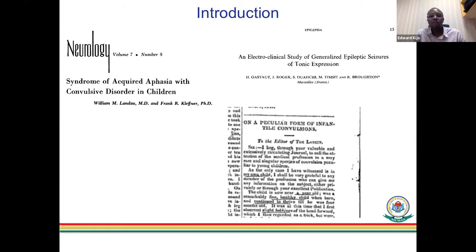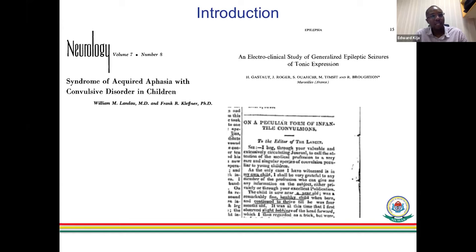Subsequently, it was not until the 1950s that the concept of epileptic encephalopathy was initially used, and it was used by Dr. Henri Gastaut when he was describing children who had tonic seizures with motor and behavioral regression. And he also used the same term describing what we now call West syndrome, which is the manifestation of epileptic spasms and developmental regression.